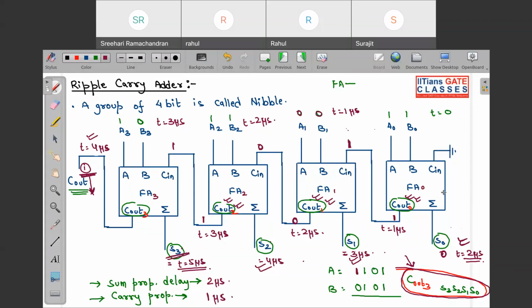Yes, now tell me. Sir, my doubt is: before performing this addition, if C out is already 1 and all the sum bits S3 up to S0 are 0, then only S1 is changing from 0 to 1, so it will take only 3 microseconds, no? What should I put in that case, 3 microseconds or 5 microseconds?